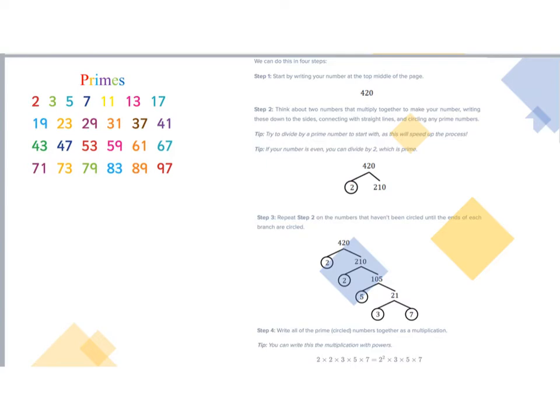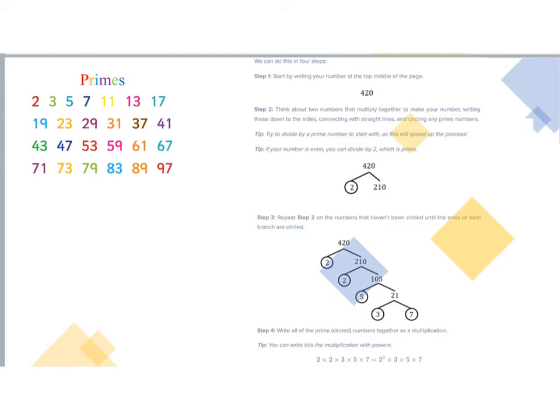So here are the straight lines, and there is circled 2 because it's prime, as we can see over here in the prime numbers list. It's the only even prime number, and it's the first prime number. Tip: try to divide by a prime number to start with, as this will speed up the process. If you don't divide by a prime number first, then you have arcs going everywhere all the way over here, and it gets a bit messy. So try a prime number first. Also, if your number is even, you can divide it by 2, which is prime.